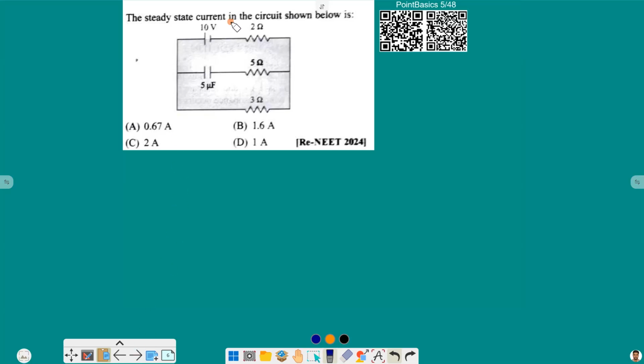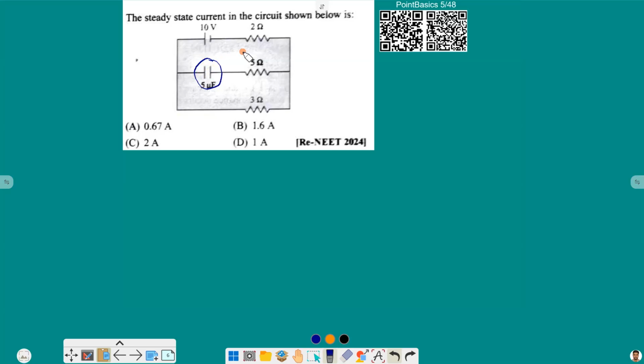So in steady state, we have to find out the current in the circuit. Steady state means after some long time, and after a long time we know that the capacitor will not conduct DC current. A capacitor only conducts DC for a very small time, until it is charging. After it is charged, it does not conduct DC current.